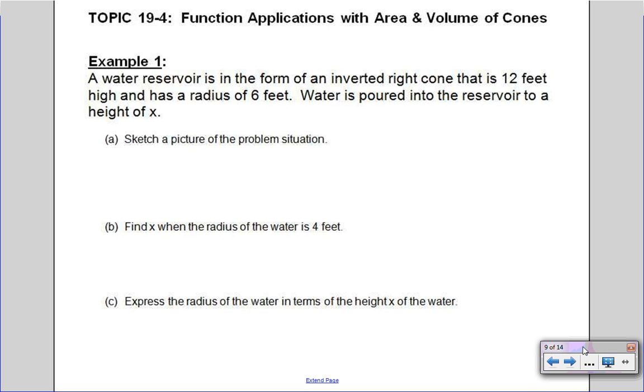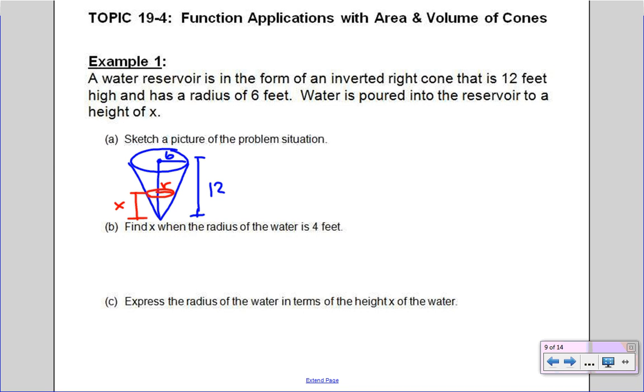We have an inverted right cone, which means it looks like this. The height is going to be perpendicular to the center of the base. And we know that the radius is 6 and the height of this cone is 12. Now, water is getting poured into the cone to a height of x. Let's say the water gets to this height. We don't know what this radius is going to be, so we're going to call that r. And whatever height this is, we're going to call this x.